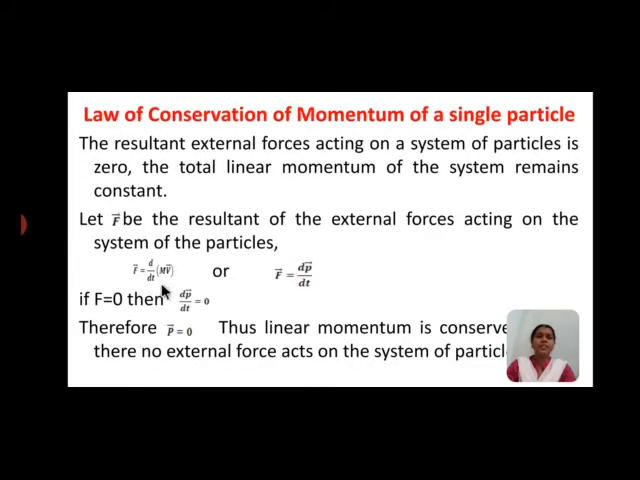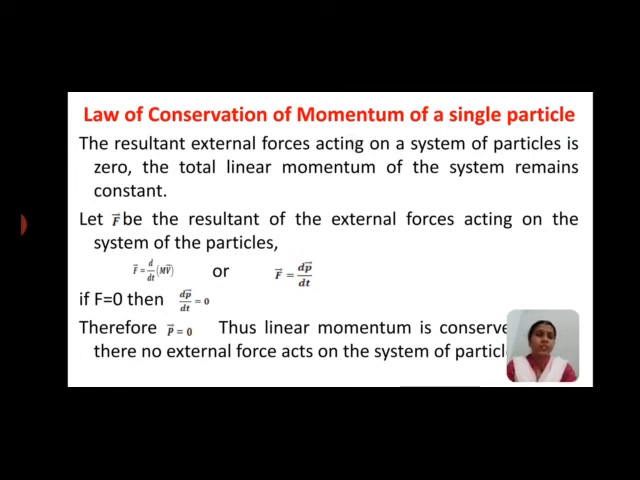F is equal to d by dt of mv, or F is equal to dp by dt. Here, if the external force acting on the system is 0, then dp by dt will also become 0. If dp by dt is 0, then p is going to be constant. Thus the linear momentum is conserved when no external force is acting on the system of the particle. So this is the law of conservation of the momentum of a single particle.